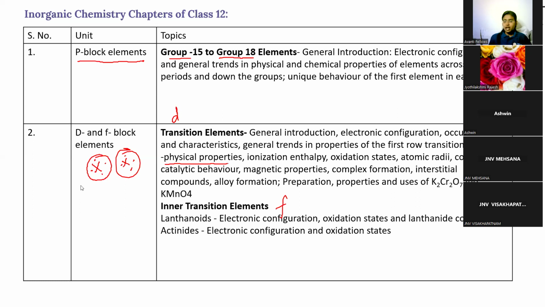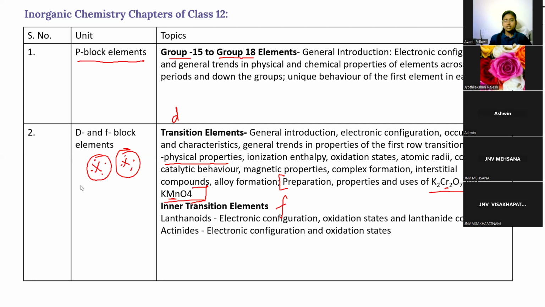Then at last we have two compounds, K2Cr2O7 and KMnO4, that is, potassium dichromate and potassium permanganate. We will discuss the preparation of these two compounds here, some of their oxidizing and reducing properties, and their uses. This is one of the smallest topics, which will come in between transition and inner transition. Chromium and manganese are transition elements, so that's why they have placed these two compounds under the transition elements.